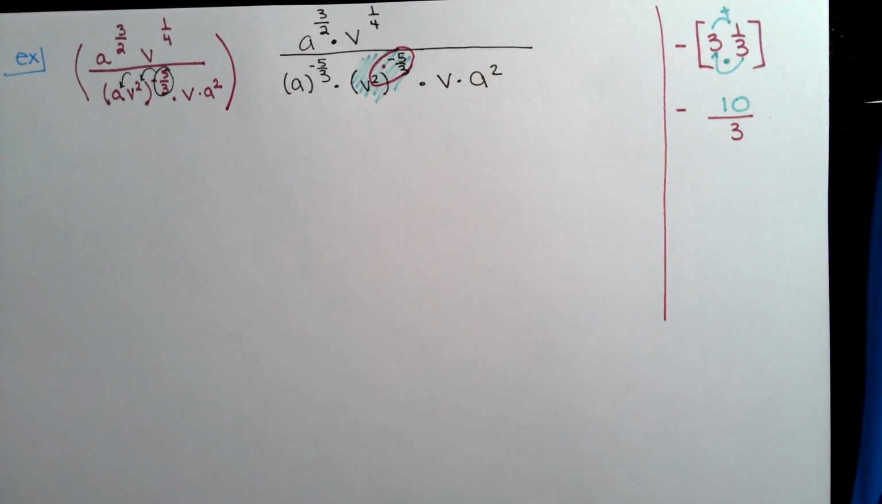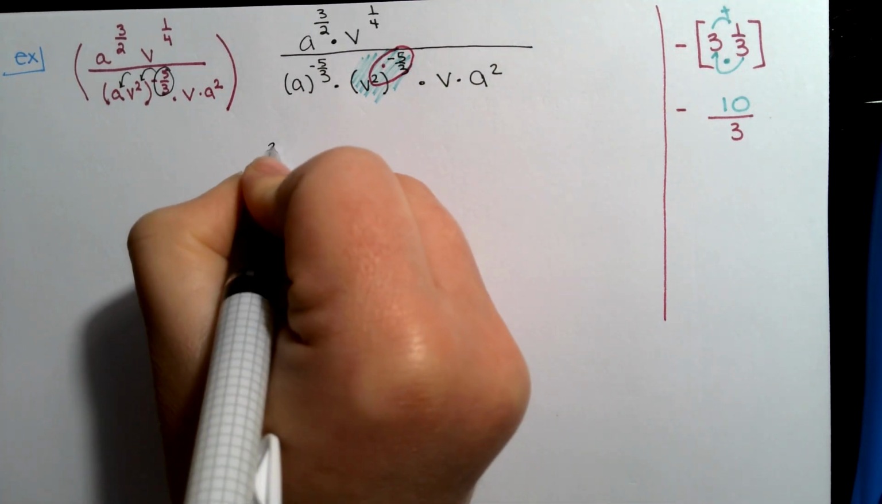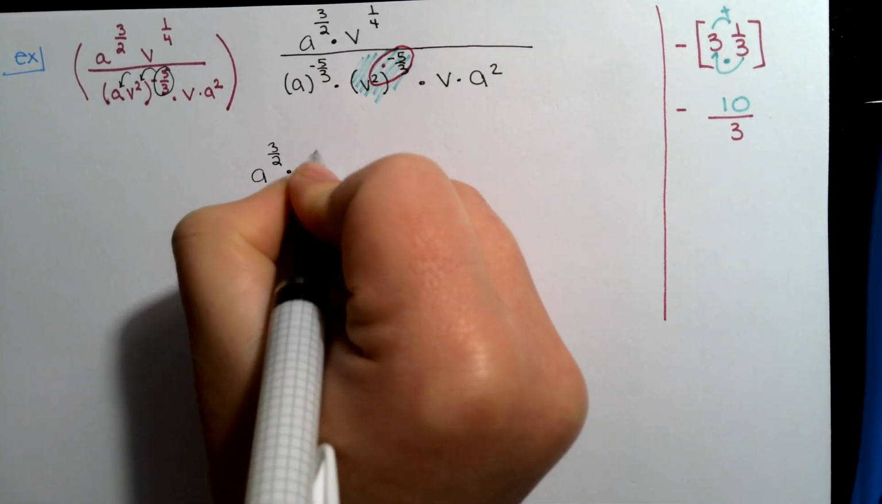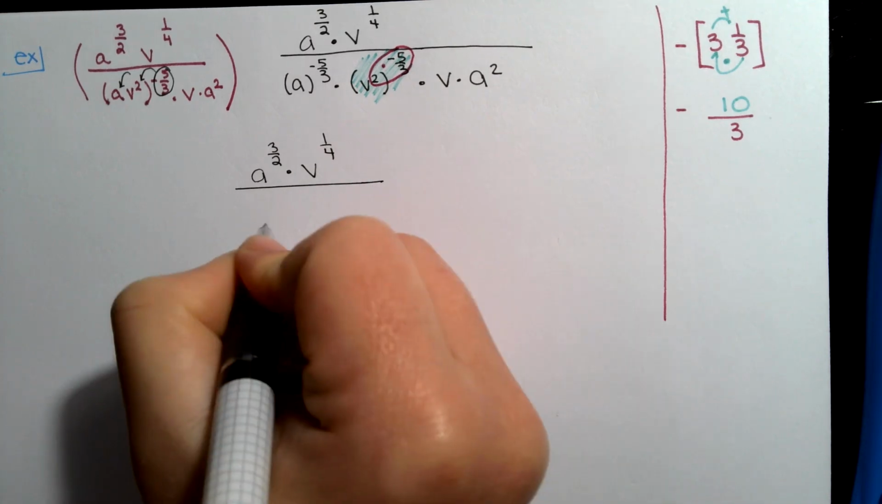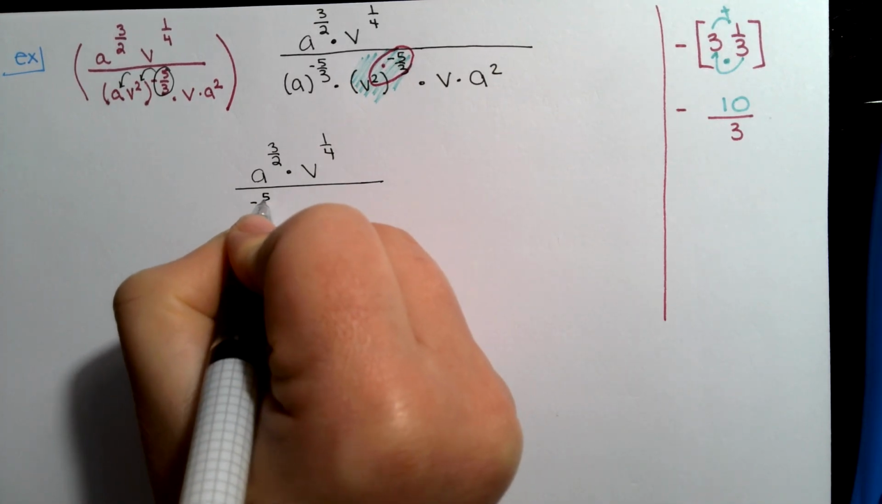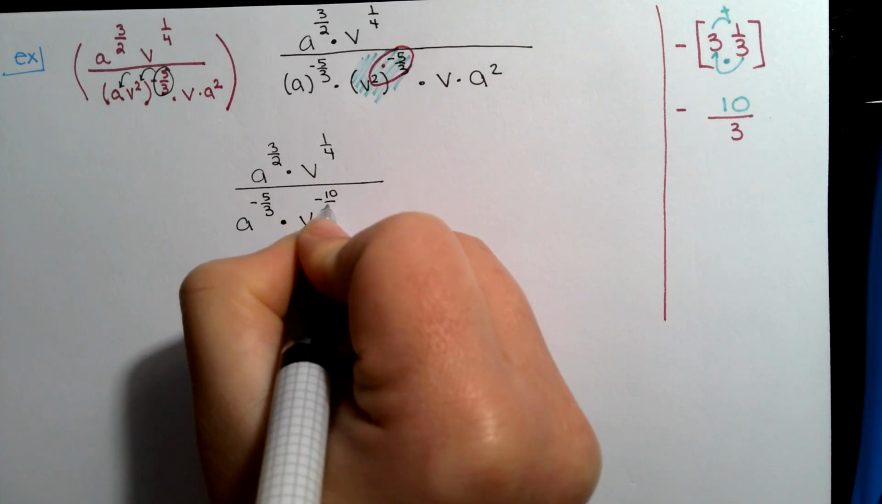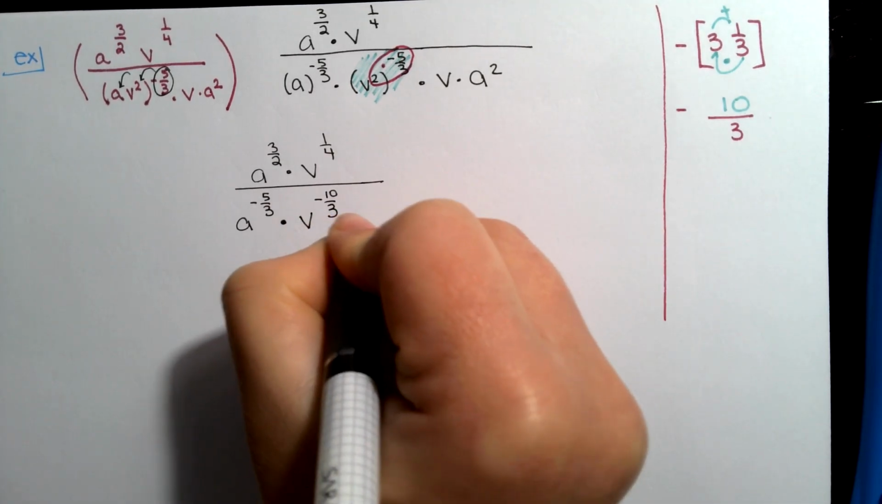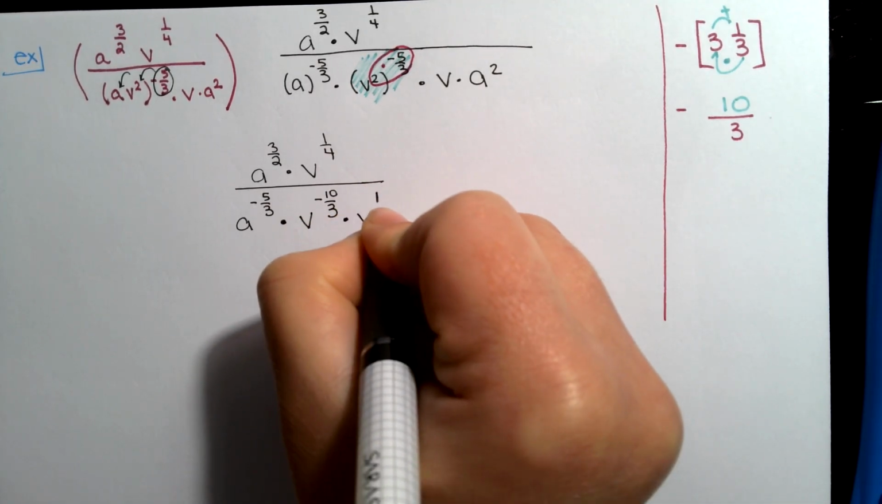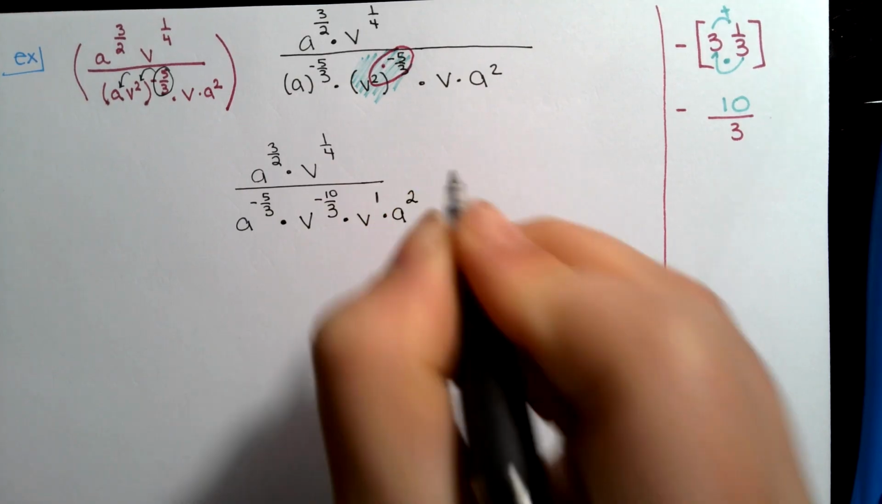We got a to the 3/2 power times v to the 1/4 power. This is just a to the negative 5/3 power. This is now v to the negative 10/3 power times v to the 1st power times a squared.